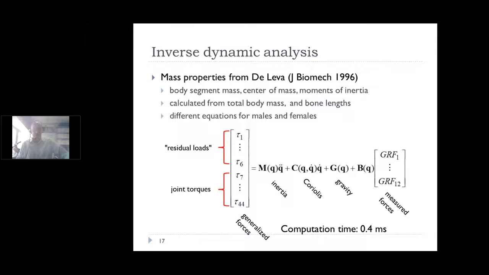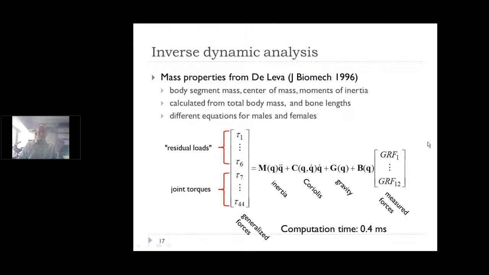The inverse dynamic analysis will require that we have mass properties for all the body segments, and we use equations that were published by De Leva in 1996. That gives us the body segment mass, the center of mass, and moments of inertia. They're calculated from the total body mass and the bone lengths, and the bone lengths we already have in the kinematic model. There are equations that are different for males and females.